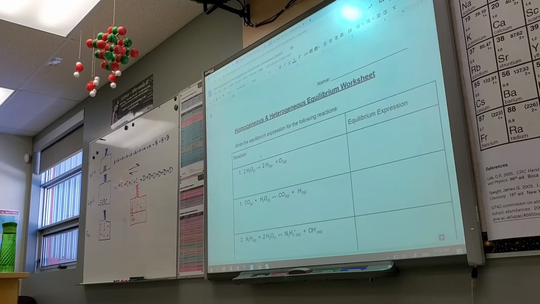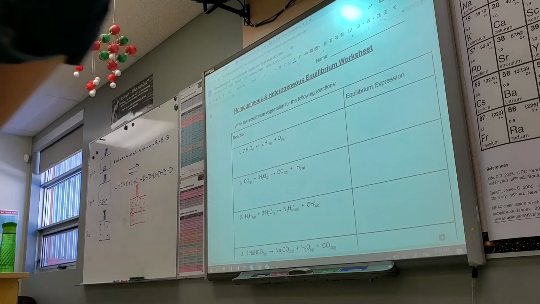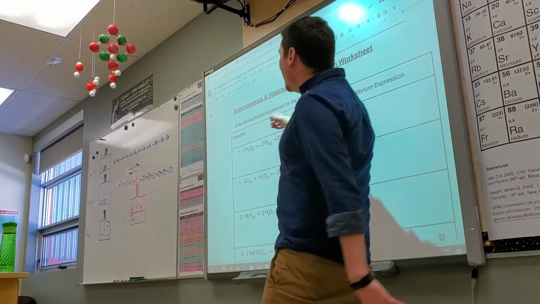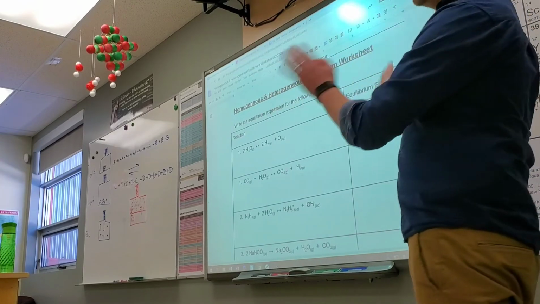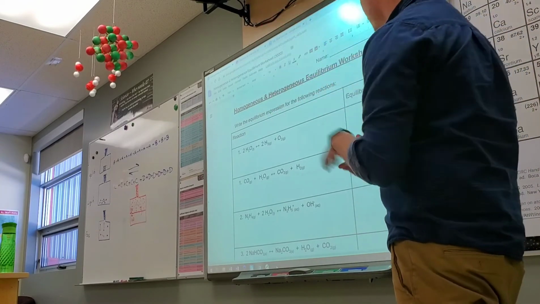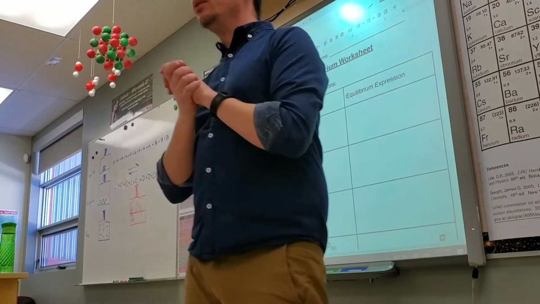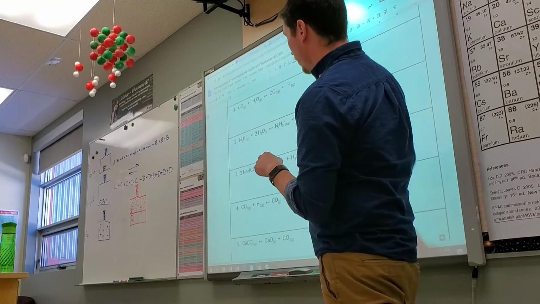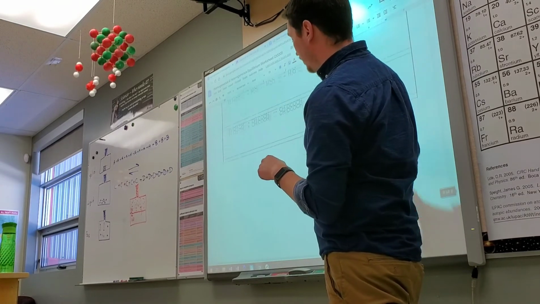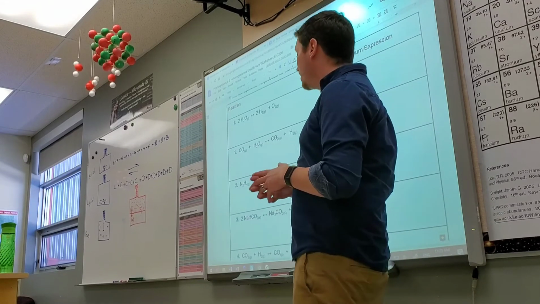So the way I would suggest you do this is, yeah, I know it says write the equilibrium expression. That's great, do that. That's kind of the main purpose of this activity. The first thing I would suggest is to go through the entire list of reactions, 11 or 12, and label them as homogeneous or heterogeneous first.